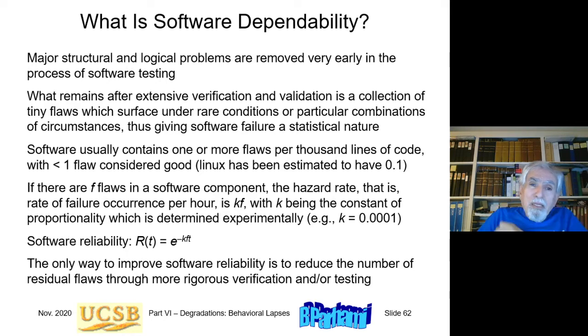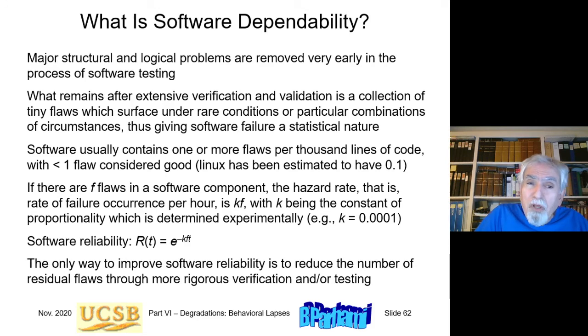So software usually contains one or more flaws per 1,000 lines of code. This is a measure of quality. If you say that a piece of software has fewer than one flaw per 1,000 lines of code, typically this is a very good piece of software. In other words, it's highly reliable. And Linux has been estimated to have 0.1 flaws per 1,000 lines of code. So it's an extremely reliable piece of software.